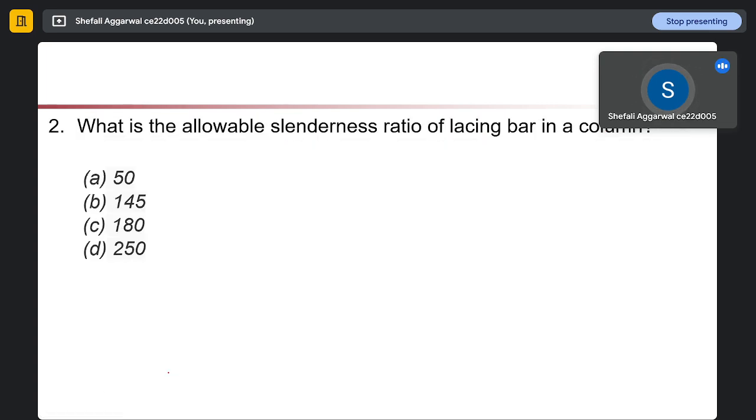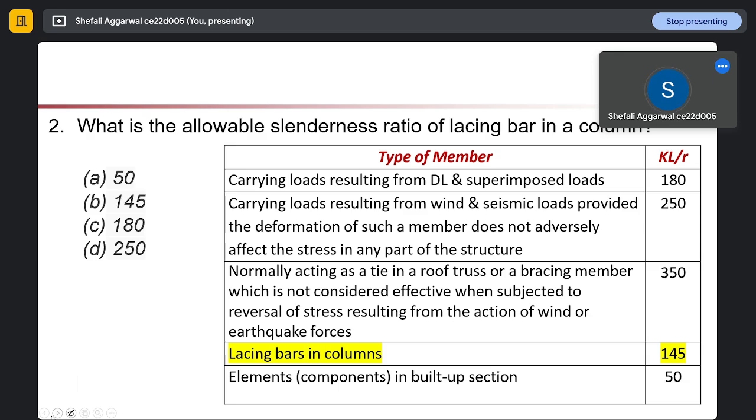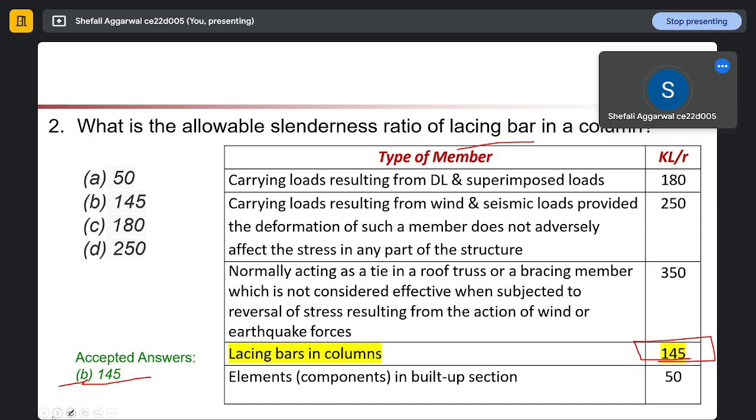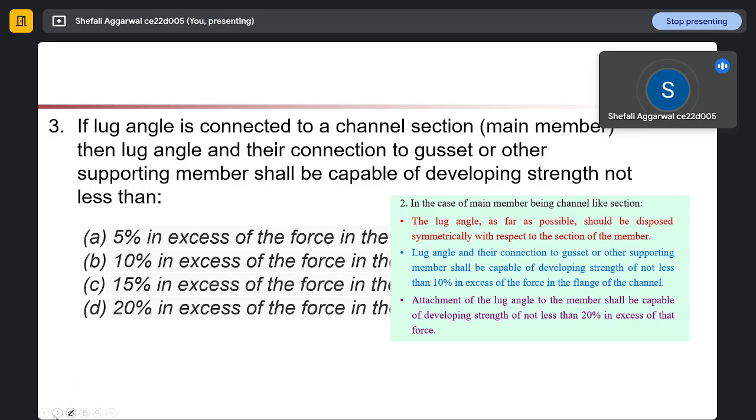Okay. Then the next question is, what is the allowable slenderness ratio of a lacing bar in a column? 50, 145, 180, 250. It's a very simple question. For the case of a lacing bar, our slenderness ratio is given as 145. Okay. So we'll go to the next question then. So that's the answer also. Okay.